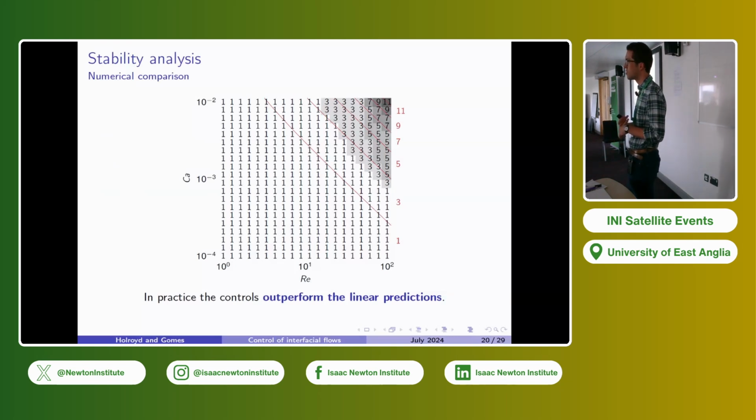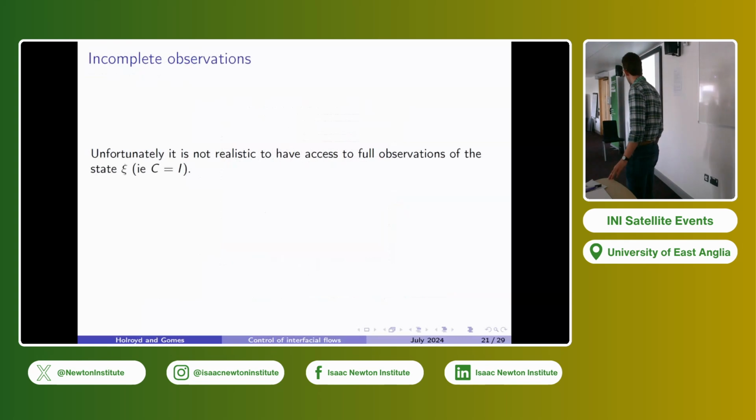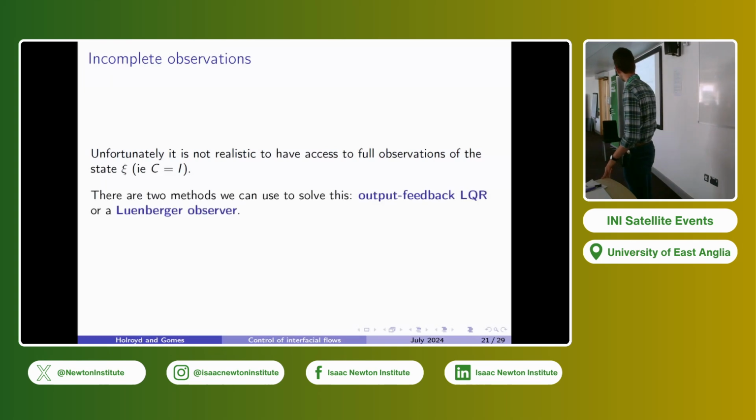But as Susana mentioned earlier, it's very unrealistic to have full observations of the height and the flux, or even full observations of just the height and then approximate the flux. And so what we'd like to do essentially is relax the requirement that either the matrix C or the operator C, whichever frame we're thinking in, is the identity, right?